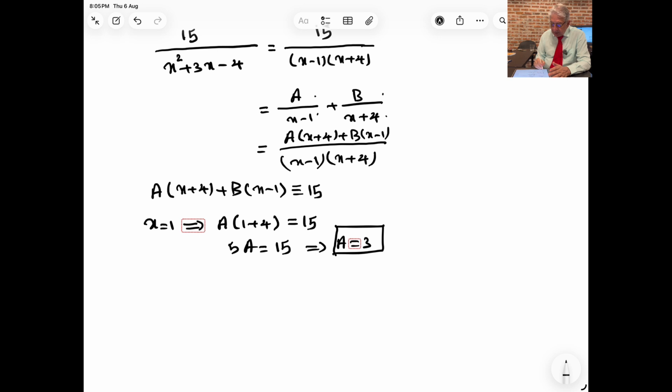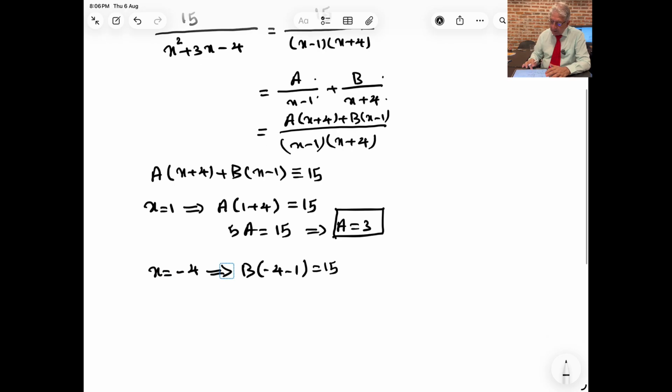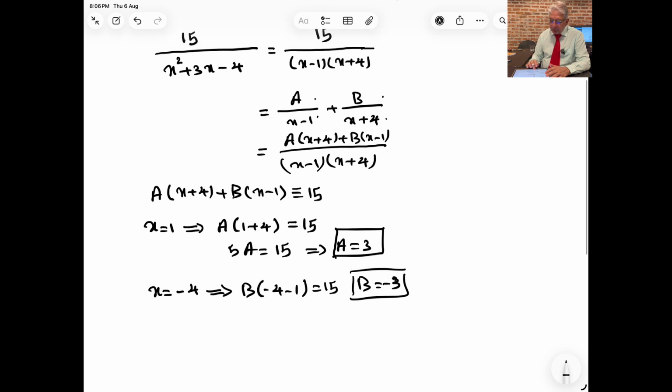Now what is the other number which is smart to choose? The other number smart to choose is -4, because this will be 0 and this will vanish, a will vanish. Therefore I'm choosing x equal to -4. So this part is 0, therefore I'm going to get b times -4 minus 1 is equal to 15. Clearly from here this is -5, therefore b will be -3. If you remember, I told you a plus b should be equal to 0.